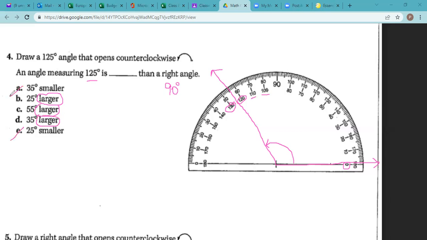Now, all we've got to do is some simple subtraction: 125 degrees minus 90 degrees, and then you can get your answer. Well, 5 minus 0 is 5. 12 minus 9 is 3, or 30. So you have 35 degrees larger. So an angle measuring 125 degrees is 35 degrees larger than a right angle.